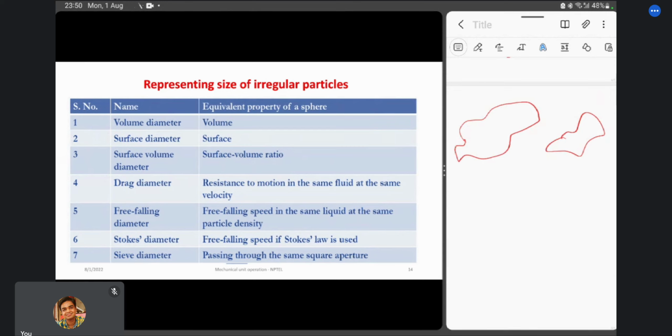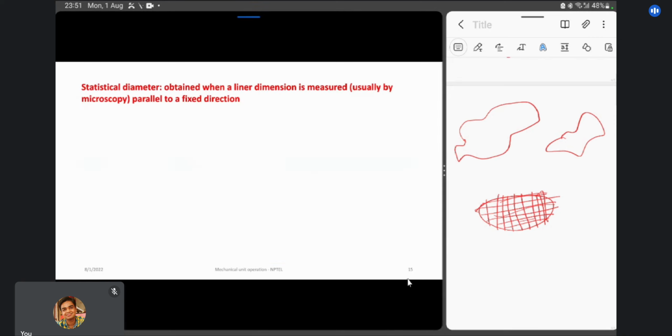Then free falling diameter, the free falling in the same liquid kind of thing. Sieve diameter. Now whenever you are using a sieve for screening the particle, then whatever we are using, the diameter of the sieve's hole between the sieves is the mass size, and we will discuss how in upcoming lectures. Our professor will discuss in detail, and we will solve some examples on the basis of that. So that is known as a sieve diameter. So these are different diameters we need to understand for representing the irregular particles.